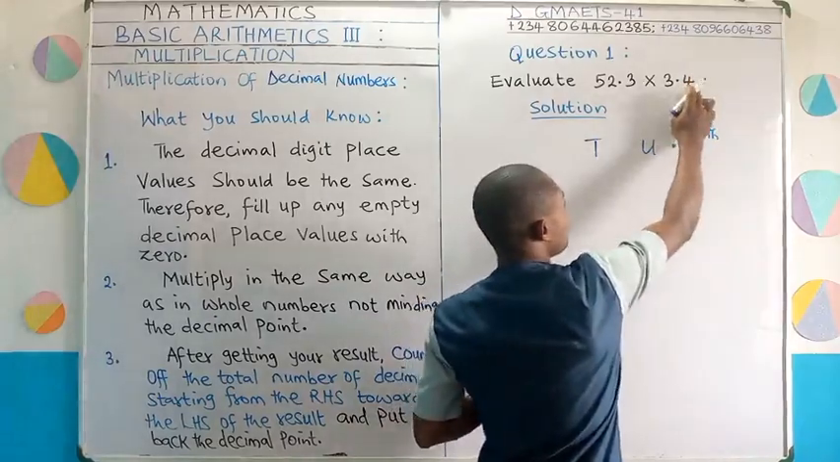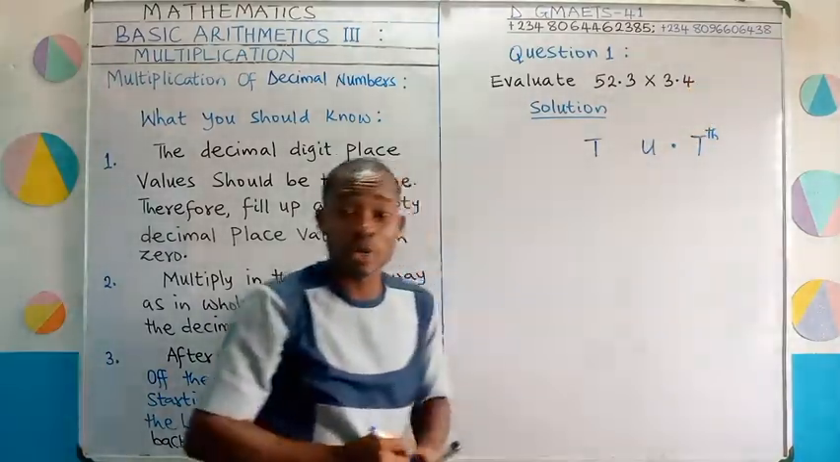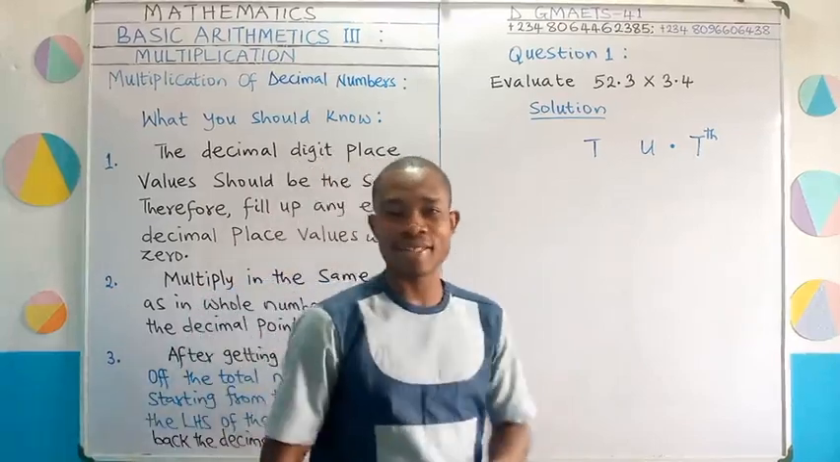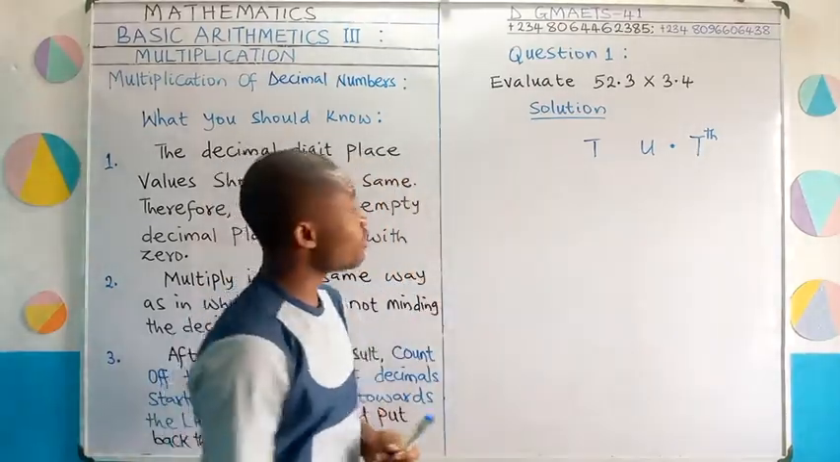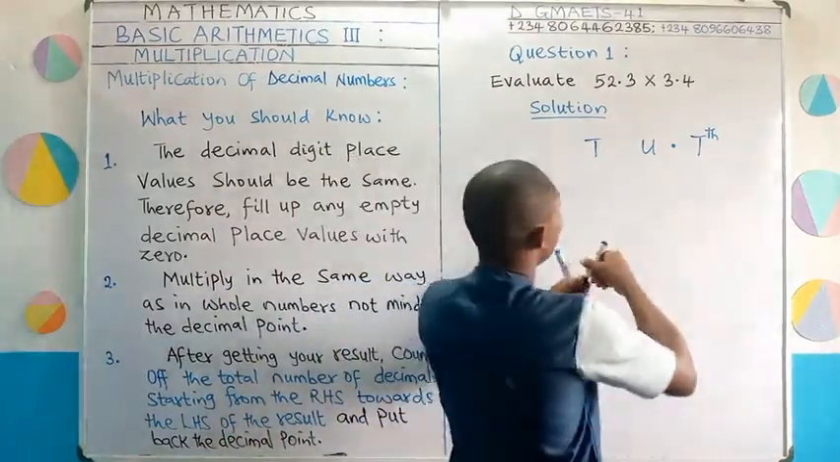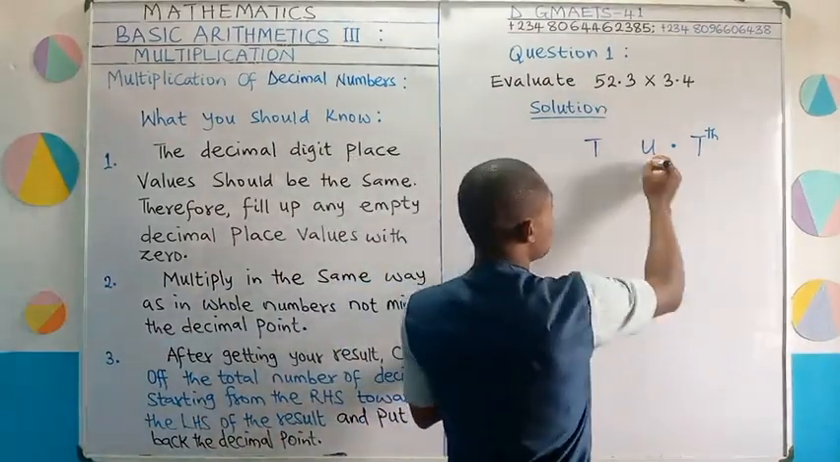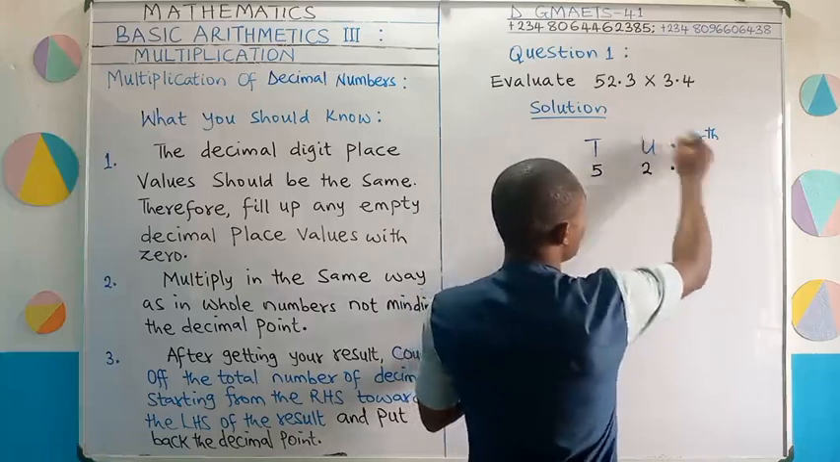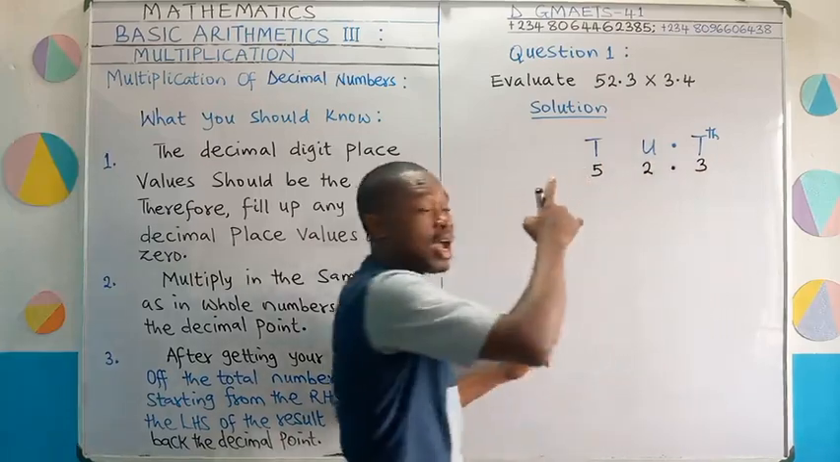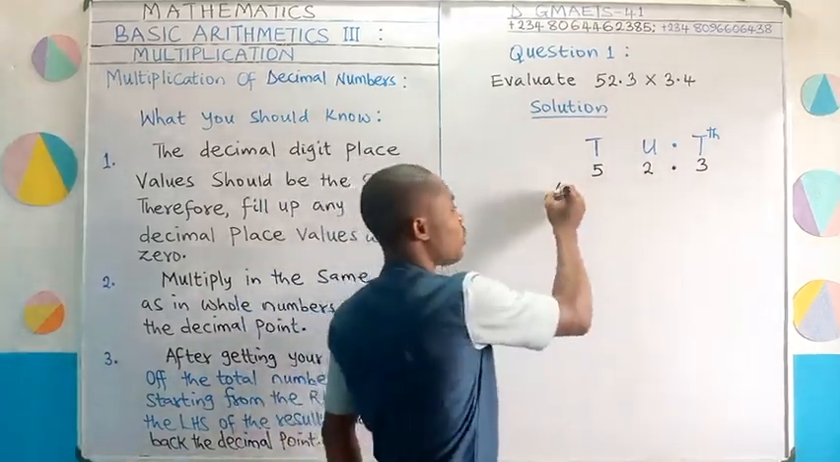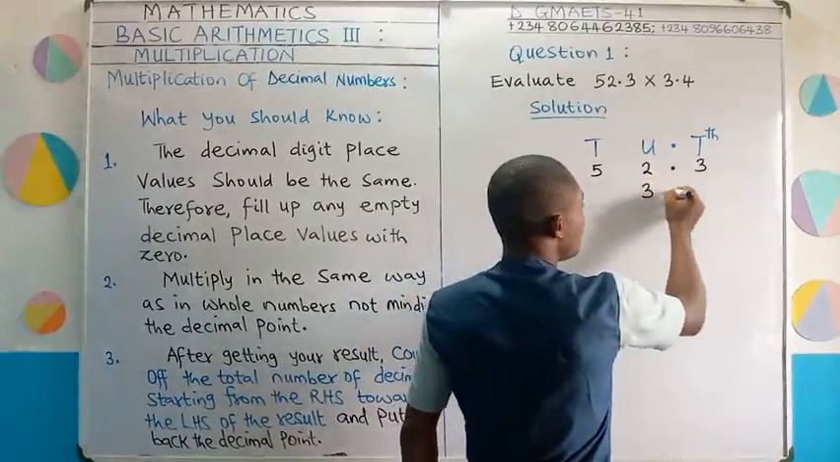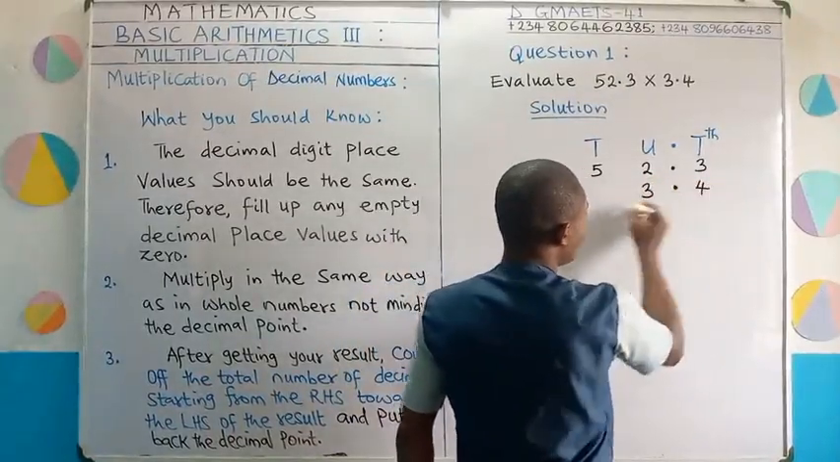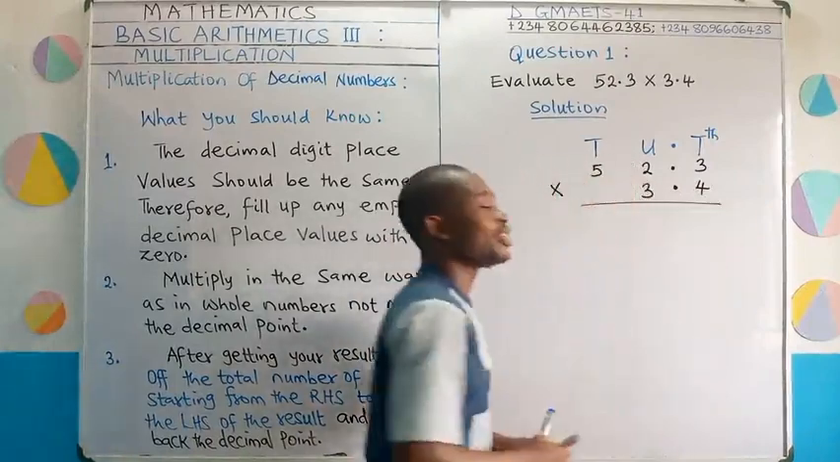If you come to this 3.4, you only have one decimal digit there, which is 4. It is still under tenth. So for this one, there will be no empty place value. Anyway, let us arrange them under the place value. 2 will come under unit, 5 will come under tenths. Put your decimal point, then 3 will come under tenths. And then we have times 3.4. That 3 will come under unit, then 0.4, 4 will come under tenths. Let us multiply this out and then see.